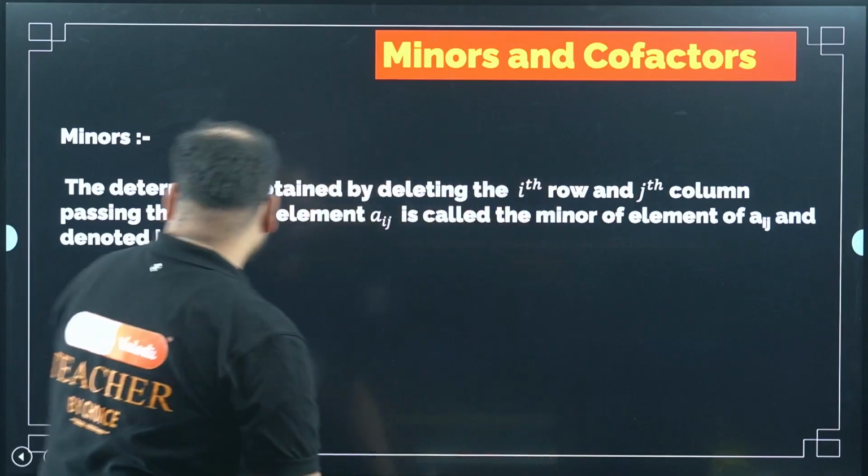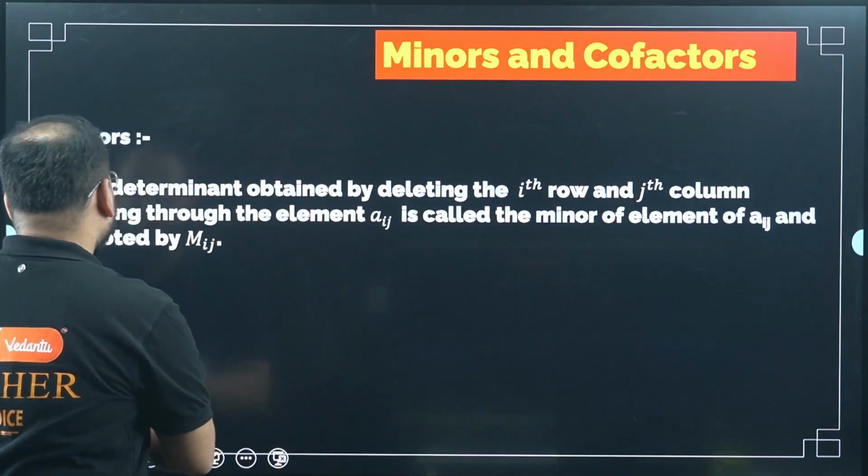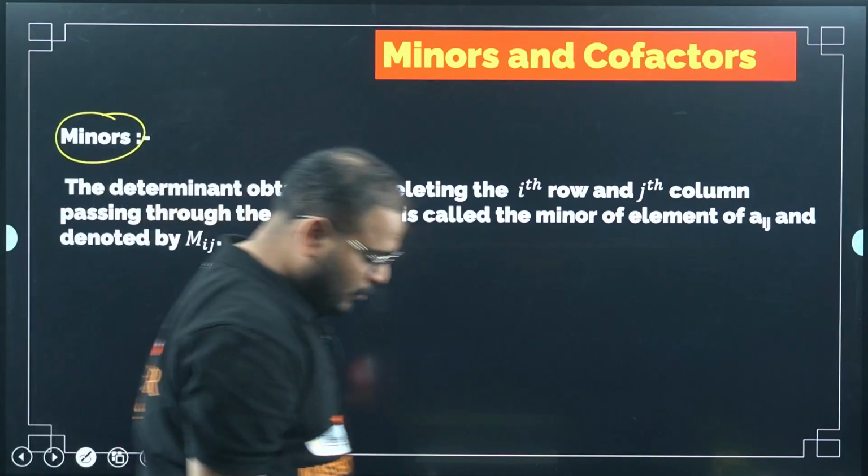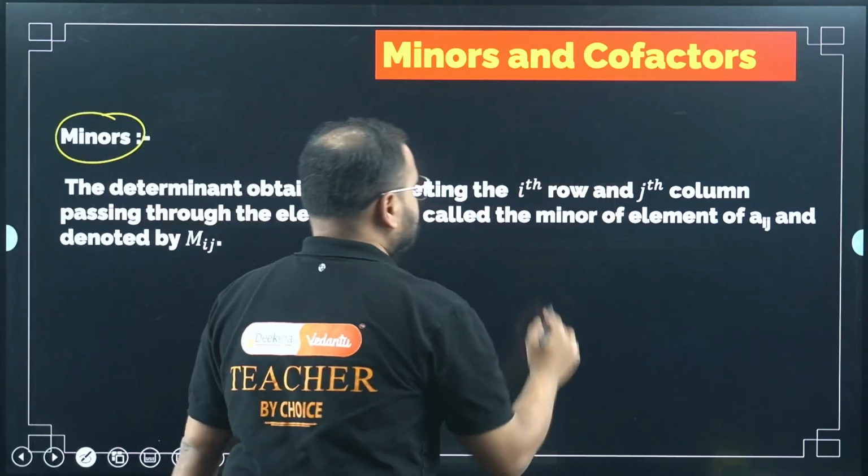So what is a minor? Let's look at the first definition. What is a minor? So let me write a matrix for you first.